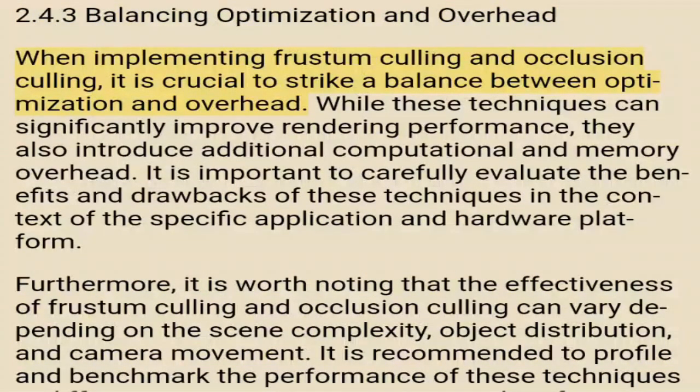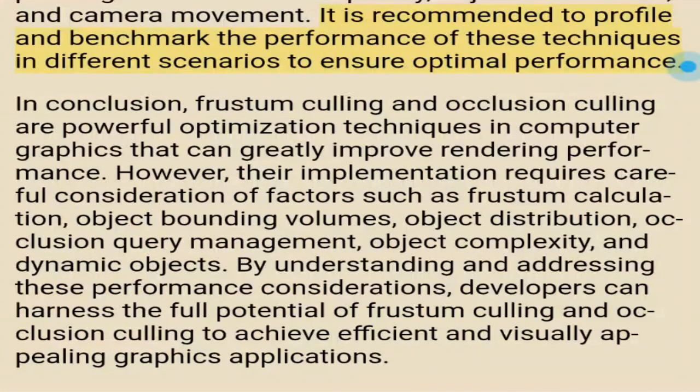2.4.3 Balancing optimization and overhead. When implementing frustum culling and occlusion culling, it is crucial to strike a balance between optimization and overhead. While these techniques can significantly improve rendering performance, they also introduce additional computational and memory overhead. It is important to carefully evaluate the benefits and drawbacks of these techniques in the context of the specific application and hardware platform. Furthermore, it is worth noting that the effectiveness of frustum culling and occlusion culling can vary depending on the scene complexity, object distribution, and camera movement. It is recommended to profile and benchmark the performance of these techniques in different scenarios to ensure optimal performance.